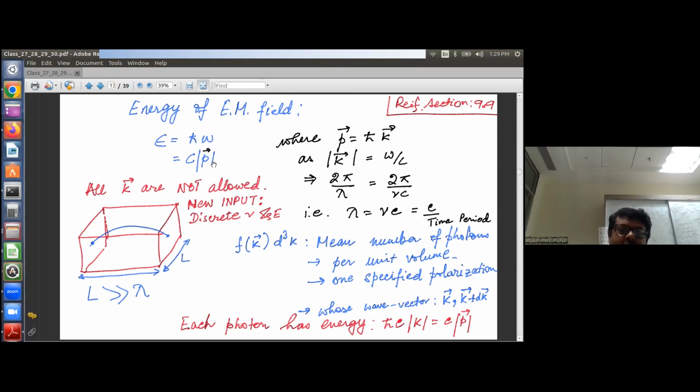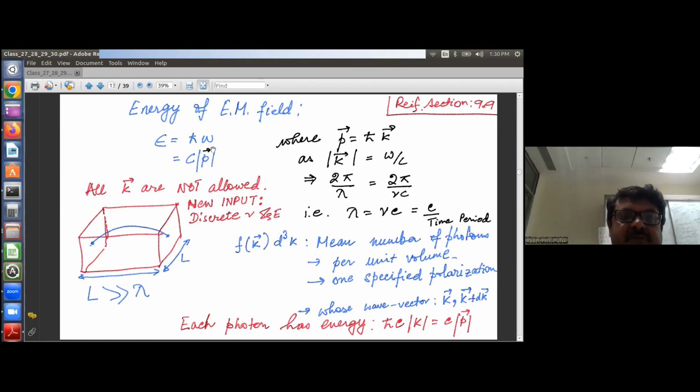Is that correct? So p is h cross k. k can be written as omega by c. So the energy can be written in terms of this. The modulus of p is h cross k, which can be written as h cross omega by c. So it can be written like that.